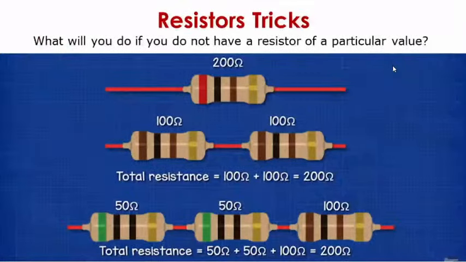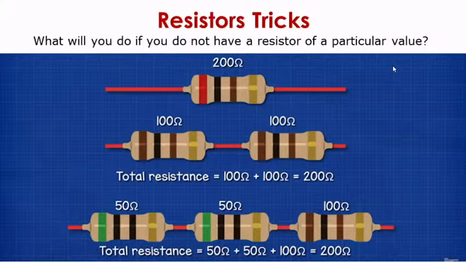Now there is a trick. For example, if you want to use a 200 ohm resistor, but you don't have one in your lab, and if you have 100 and 100 ohm, simply put them in series. Or if you have two resistors of 50 ohm and one of 100, what you will do is 50 plus 50 plus 100. So you will put them in series instead of saying that we don't have a 200 ohm resistor and we can't make a circuit.